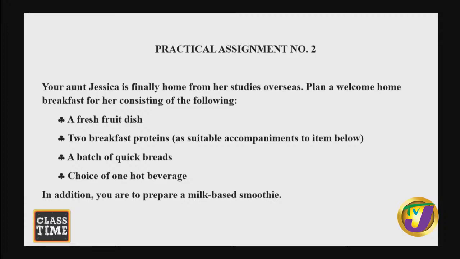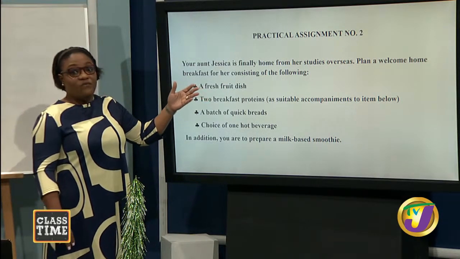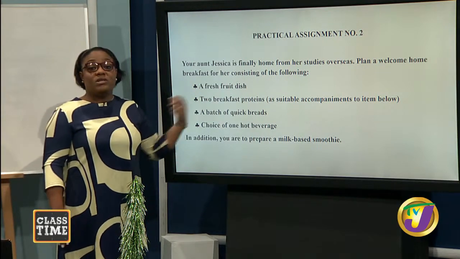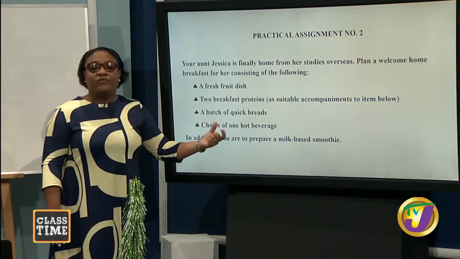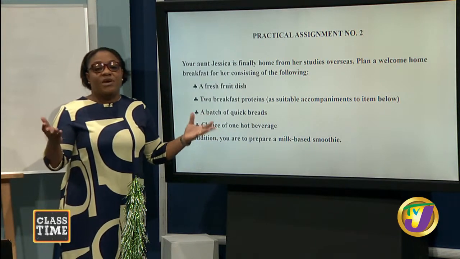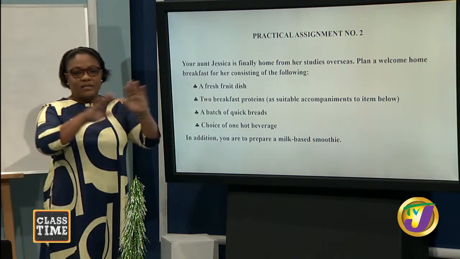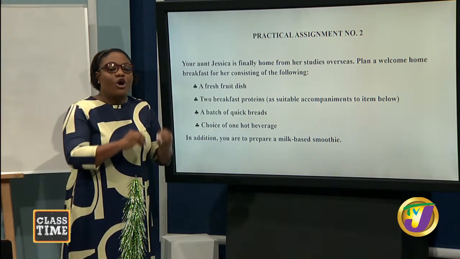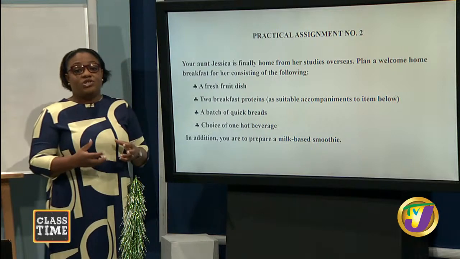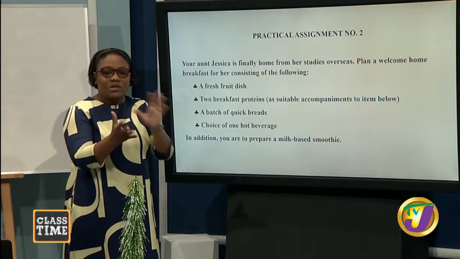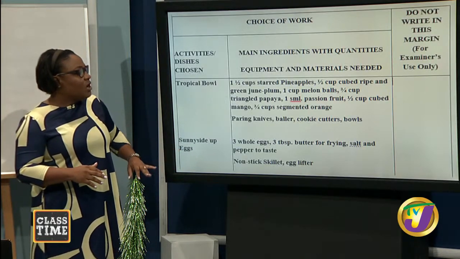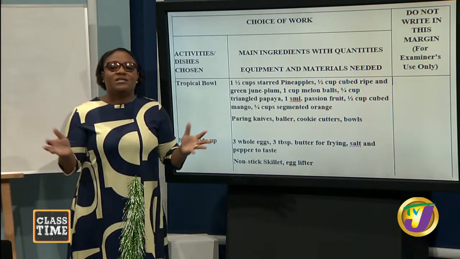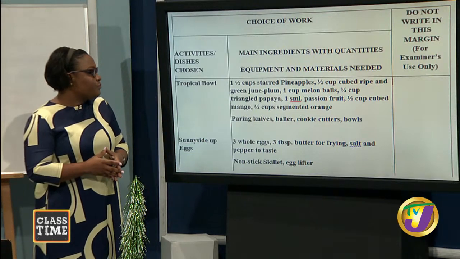So now, in this task alone, you have a lot of topics here. We have fruit cookery. We have protein, breakfast cookery. We have quick breads. We have hot beverage. And we have milk-based beverages. So this is quite a bit, and all of this would have been covered already by your subject teacher before you can actually put everything together and do the SBA. So this was just something that my students and I did together, and I'm going to share with you.